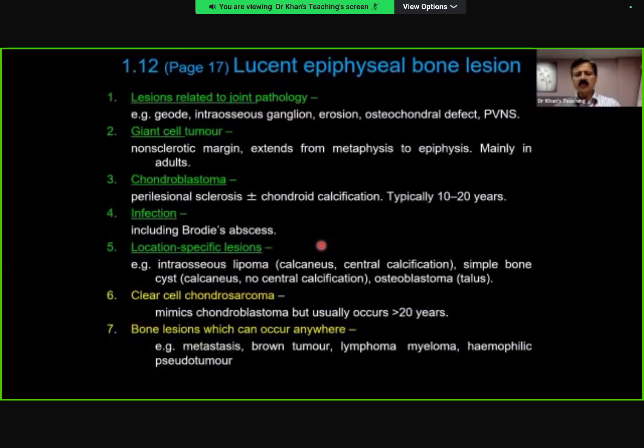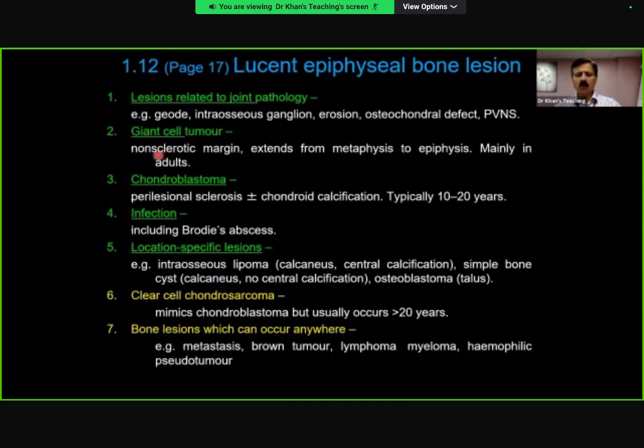So now this is an extremely important differential diagnosis for your exam. One of the top differential diagnoses for MSK. This comes in the exam, with so many aspects which can come in the exam. So I will tell you a few points for the exam. Lucent epiphyseal bone lesions related to the joint: geode has come in the exam. PVNS is extremely important for the exam, and yes, last time we saw that.